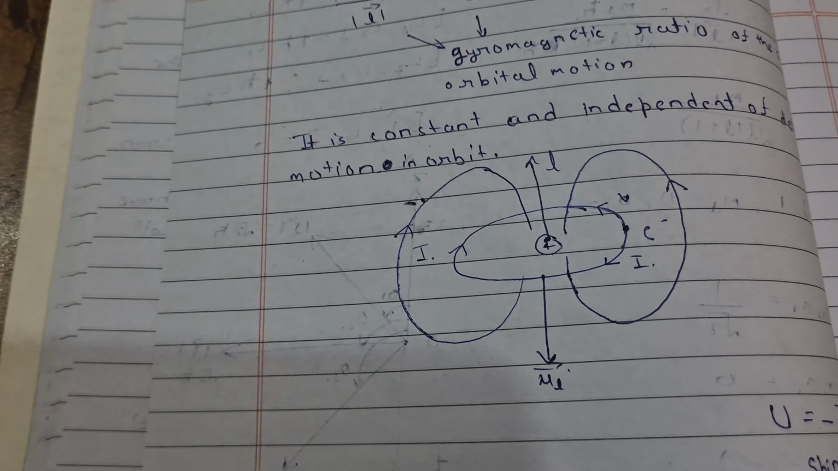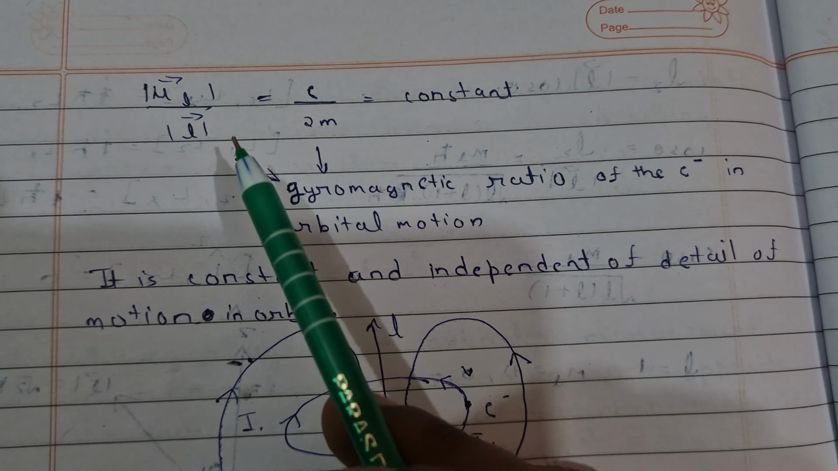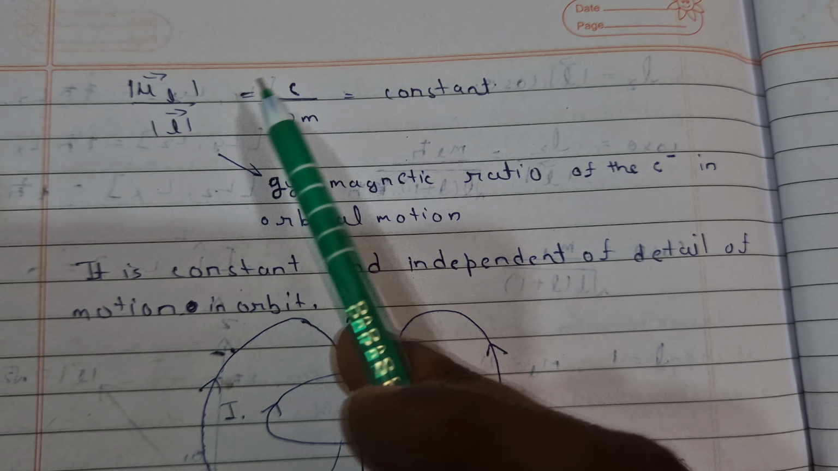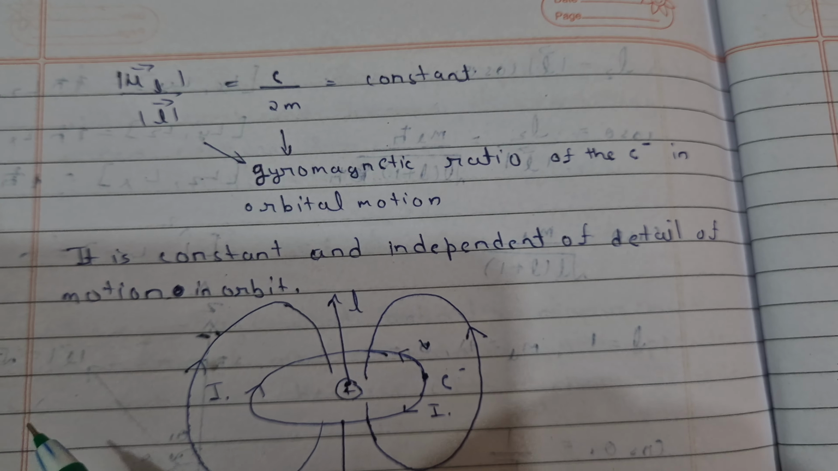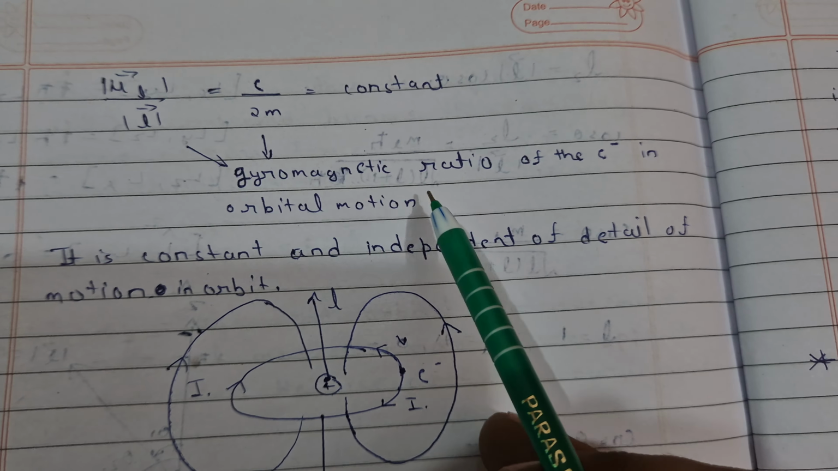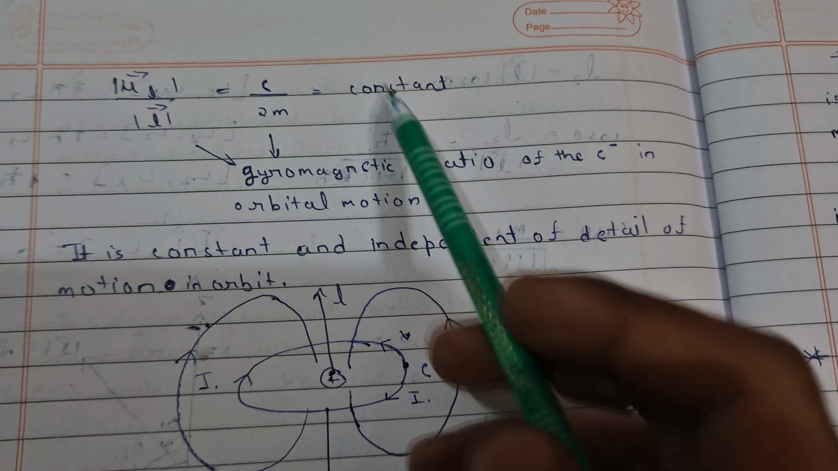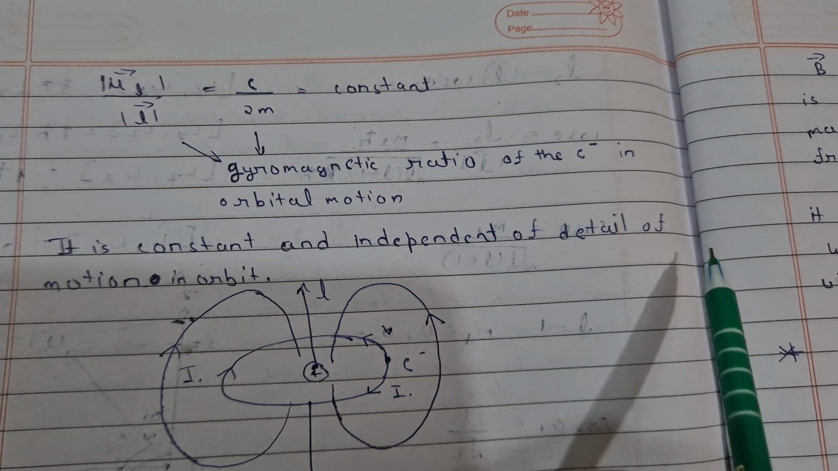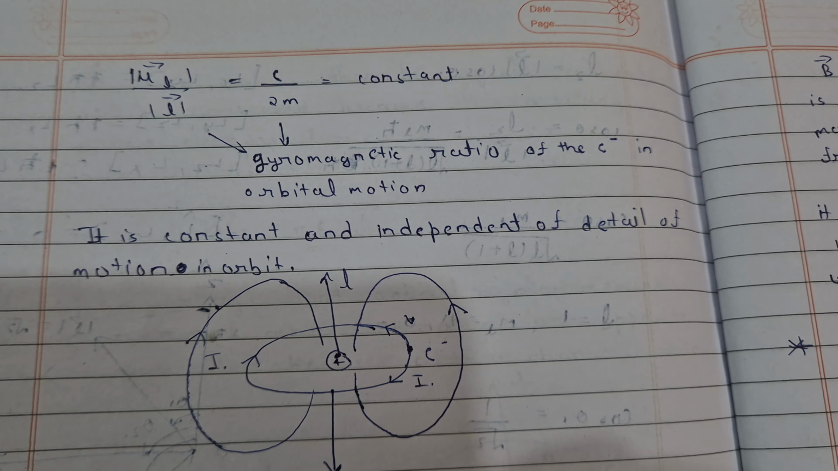Now that was all. Here also the orbital magnetic moment was mu L equals e by 2m times L. So take this ratio here, and you will see that this value is constant, and we call it the gyromagnetic ratio of the electron in orbital motion. This value remains the same. It is independent of the details of motion in the orbit.